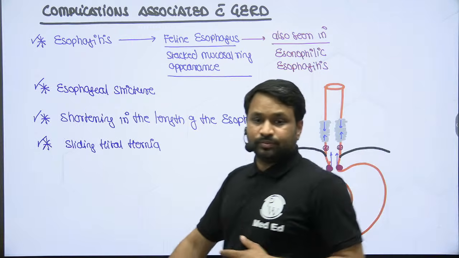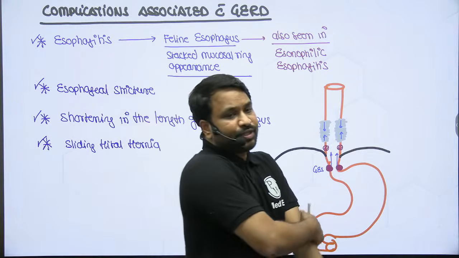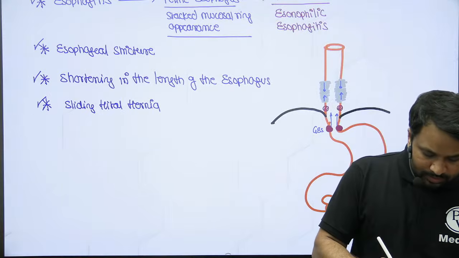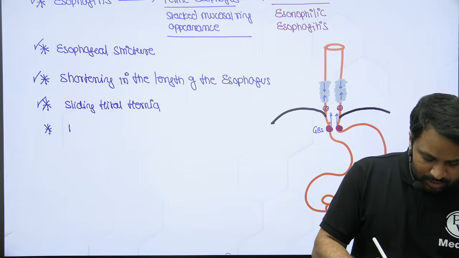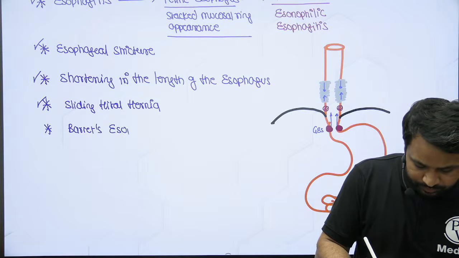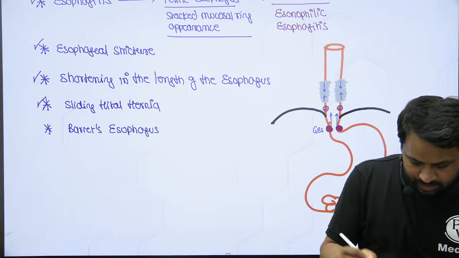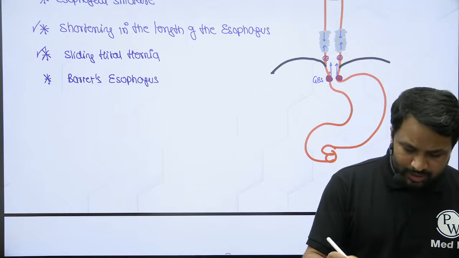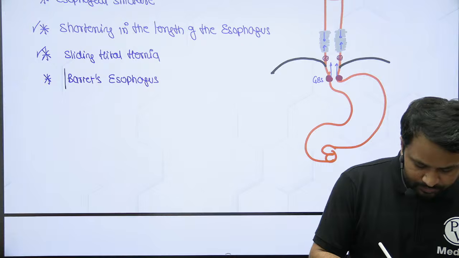Okay, sorry. Yeah. So I was saying esophagitis, esophageal stricture, shortening in the length of the esophagus, sliding hiatal hernia. Along with that, there's a condition which is called Barrett's esophagus. Barrett's esophagus is a short note exam question also. So what is this Barrett's esophagus?